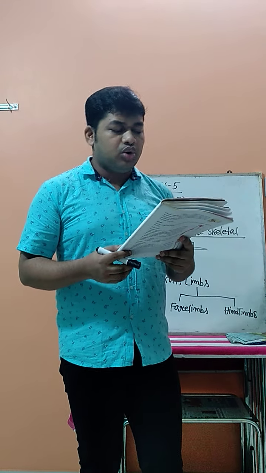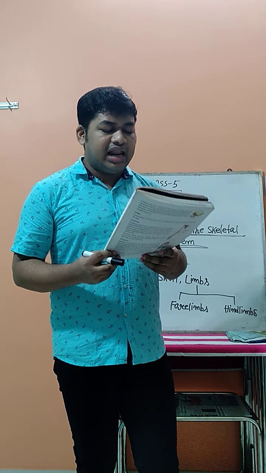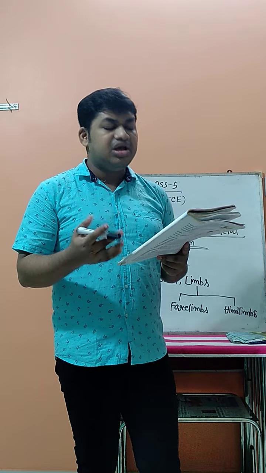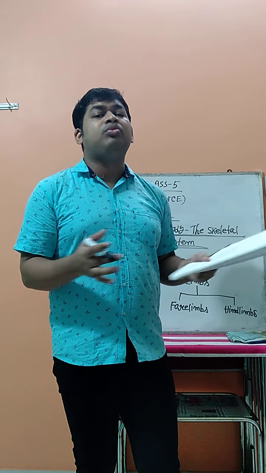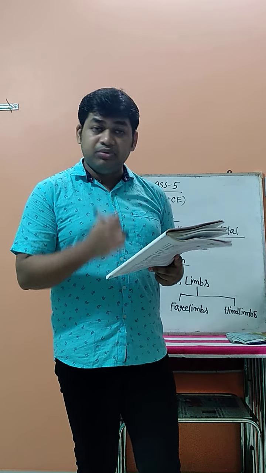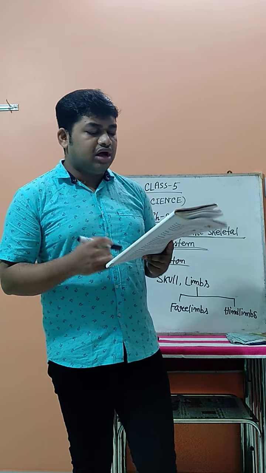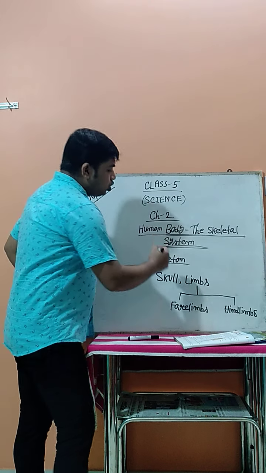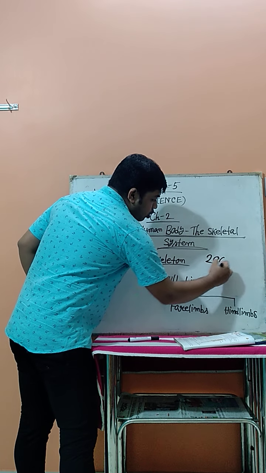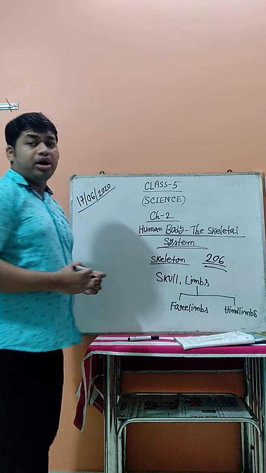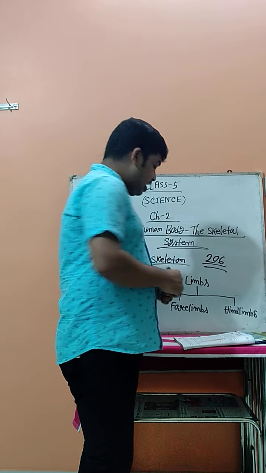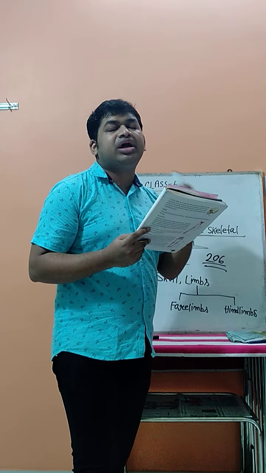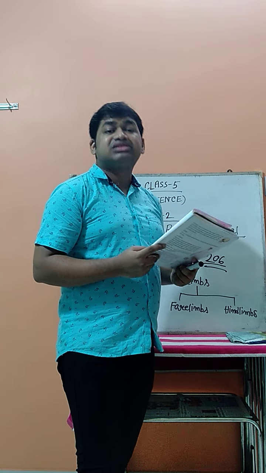Now the bones along with the muscles allow different movements like walking, running, writing, holding things. These different movements are managed through the skeletal system. Now there are 206 bones. How many are there? A total of 206 bones are there in the human body. How many? 206. Now the framework of all the bones together is known as the skeleton.